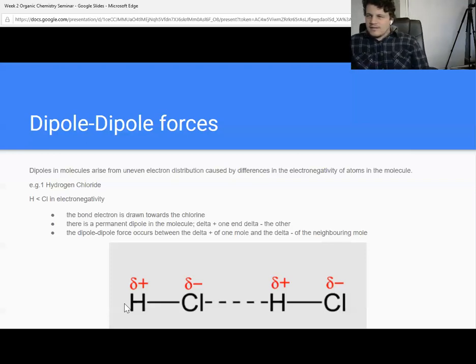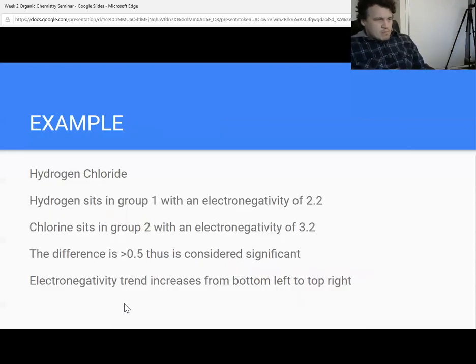But it will not share evenly. Chlorine wants the extra electrons. It's negatively charged. Hydrogen is positively charged. So hydrogen, group 1, has an electronegativity of 2.2. Chlorine, 3.2. Again, I've rounded these. And the difference is greater than 0.5. So the electronegativity difference is considered enough for one of those atoms to take the electrons from the other.